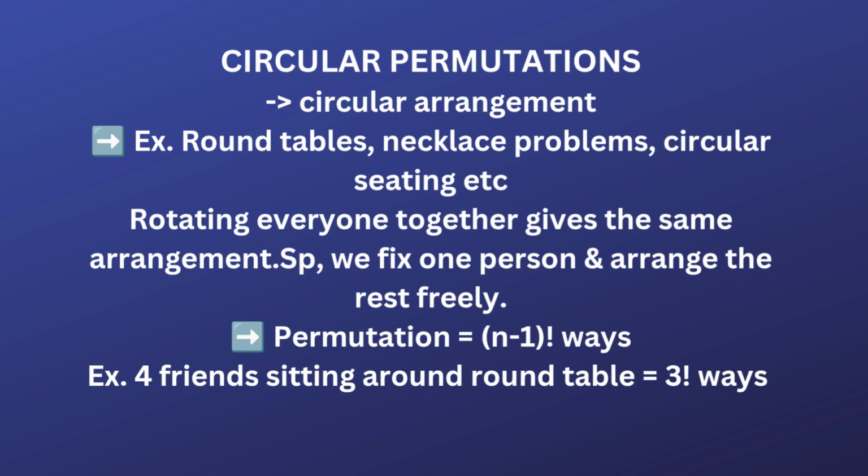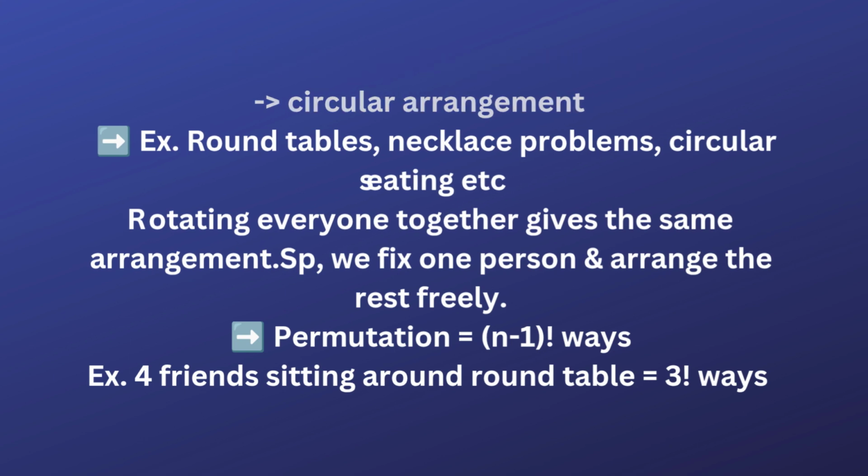So circular arrangements have extra duplicates created by rotation. To remove these duplicates, we fix one person in one seat. Once one person is fixed, the circle becomes like a straight line for the remaining n minus 1 people. That can be arranged in factorial n minus 1 ways. That is why circular permutation is equal to factorial n minus 1.